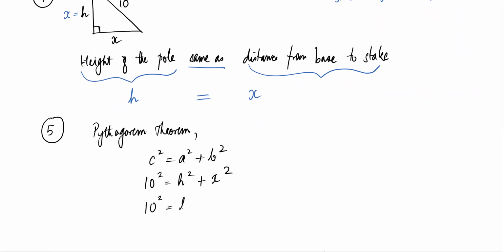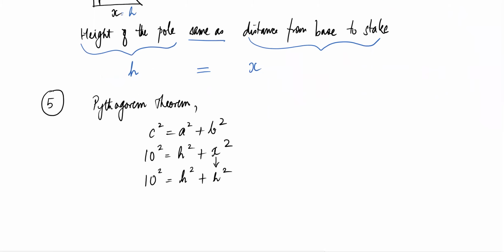So because we're trying to find, x and h are the same. So I'm going to replace the x by h squared. Okay? So 10 squared equals h squared plus h squared. Are they like terms to add? Yes, they are. Identical variable with identical power, and their coefficients are 1.